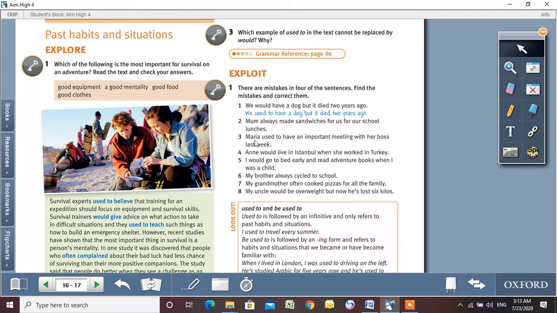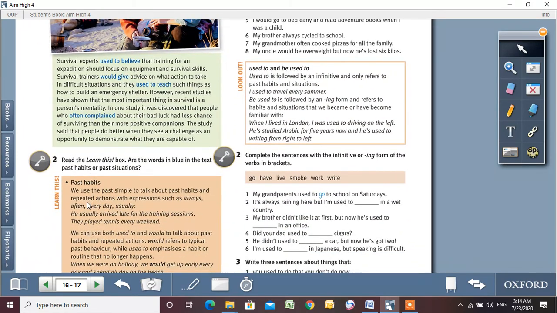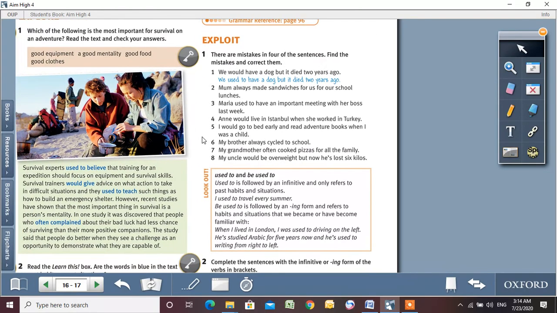Number 3. Maria used to have an important meeting with her boss last week. Okay, I'm talking about last week and an important meeting, so I can only use the past. So I can say Maria had an important meeting with her boss last week. And never mind about the sentence, because you remember we already cancelled this paragraph. So don't worry about this one.